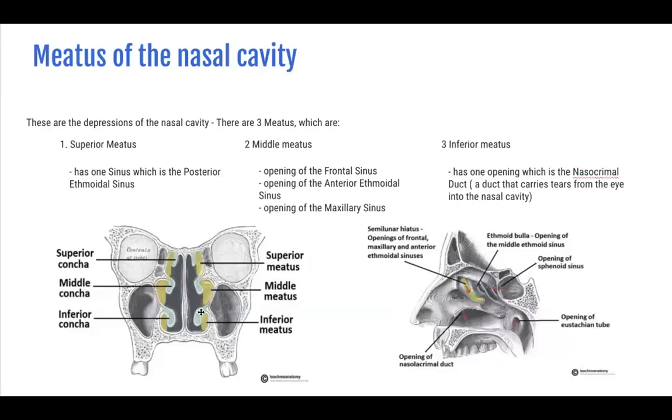And then you have the inferior meatus, which will drain the nasolacrimal ducts. And this is why, if you're crying a lot, you'll see that your nose becomes stuffy. This is the connection from your eyes, your nasolacrimal duct, your tears, into the nasal cavity. So that will drain into the inferior meatus.